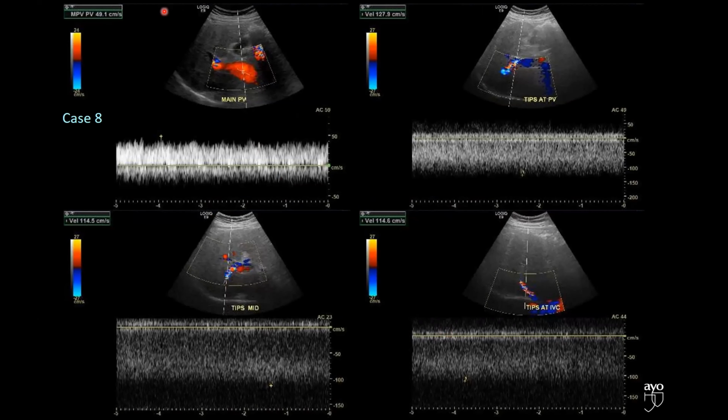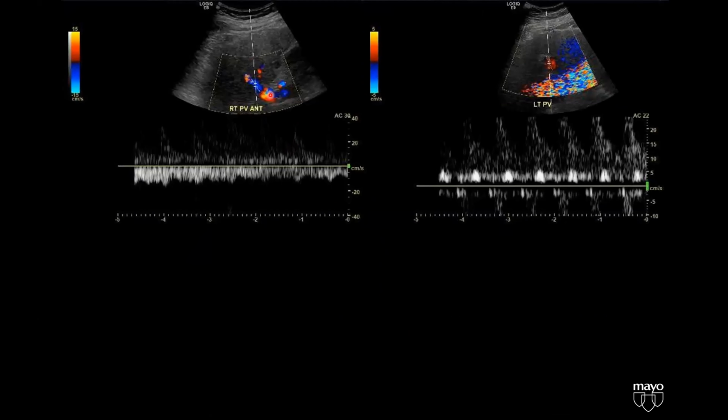Okay, case 8, here we go. Main portal vein, 50 centimeters per second. That is fine, right? It's greater than 30. The TIPS at the portal vein is approximately 128, goes down to 115, so no meaningful change. And at the IVC, it's 115. So it's above 100, not that worried. So far, everything's looking good. Right portal vein is being drained away. That's great. Left portal vein, what? It's going towards the transducer. So it is hepatopetal, not hepatofugal.